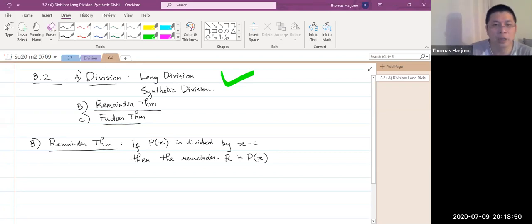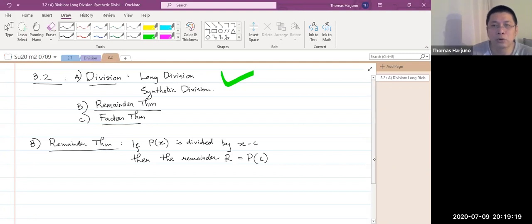I use P(x) instead of a regular function; I purposely use the notation P(x) for a polynomial. So if a polynomial is divided by x minus c, the remainder is P(c), not P(x). If P(x), a polynomial, is divided by x minus c, then the remainder R is equal to P(c).